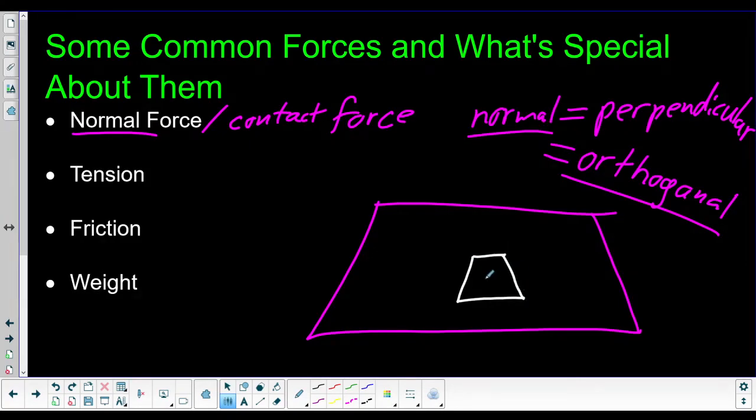Normal means perpendicular to a flat surface. So the perpendicular would be like straight off of the piece of paper, right? That's what the word normal means. It means perpendicular to a flat surface. So we're not saying this is like an average or like a common force. We're saying it's a perpendicular force.